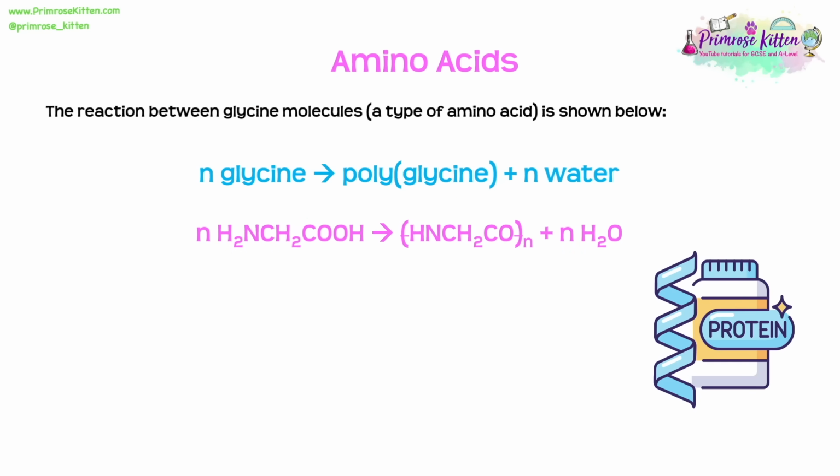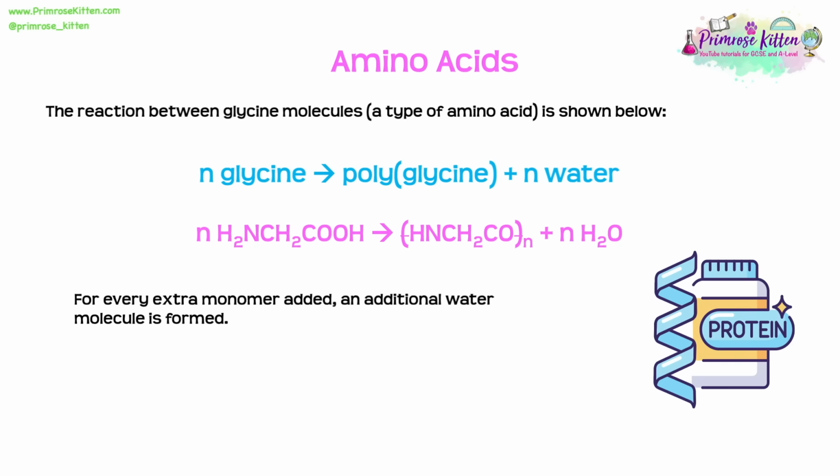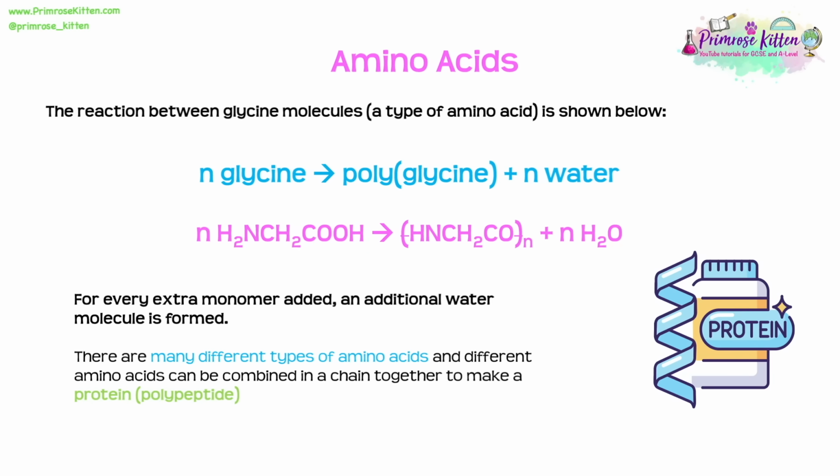Now, one specific type of amino acid is called glycine. Glycine molecules can react together to form polyglycine, a polymer. So here this general formula shows this. If we had n glycines, they would react together via a condensation reaction to form polyglycine and n waters. Now we'll notice there that for every extra monomer added, every extra glycine in this case, an additional water molecule gets formed. Now this is one example. There are actually many different types of amino acids, and different amino acids can all be combined in a chain together to make a protein.